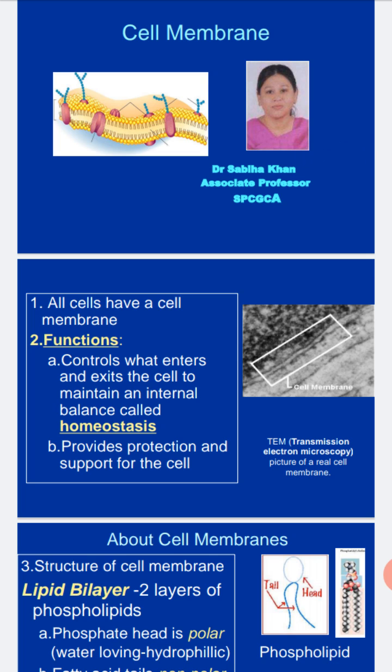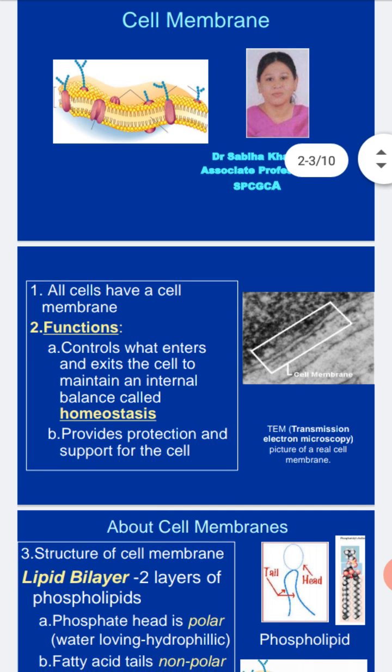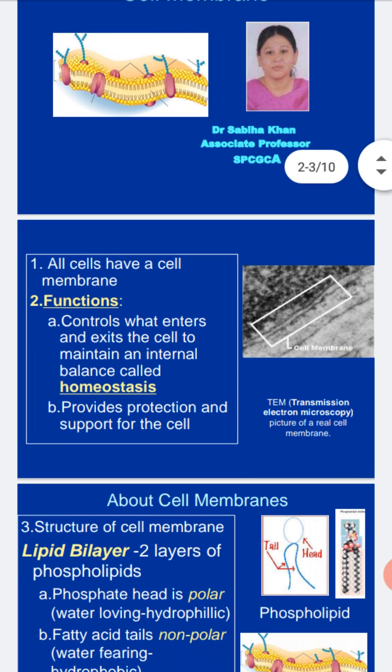And here you can see very well in the diagram of a cell membrane through a transmission electron microscope. The white square you see is the cell membrane. Another function: it provides protection and support to the cell. So this is the function.